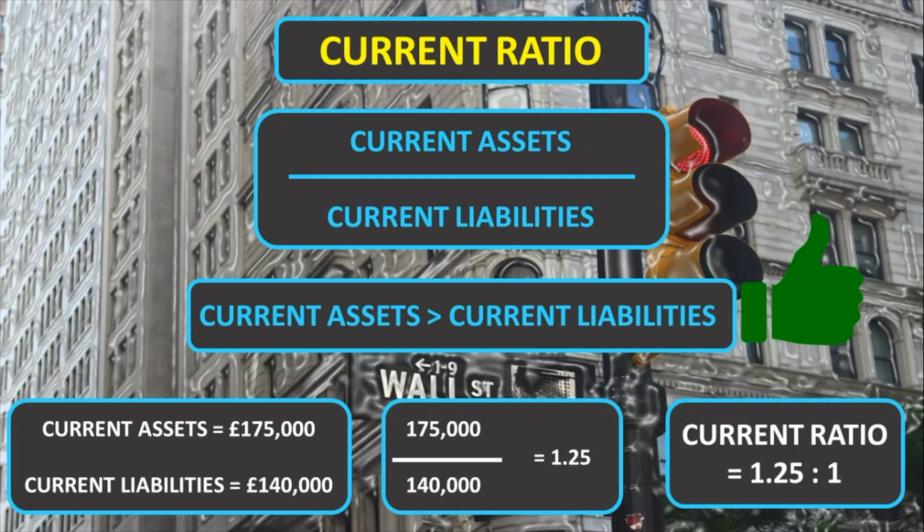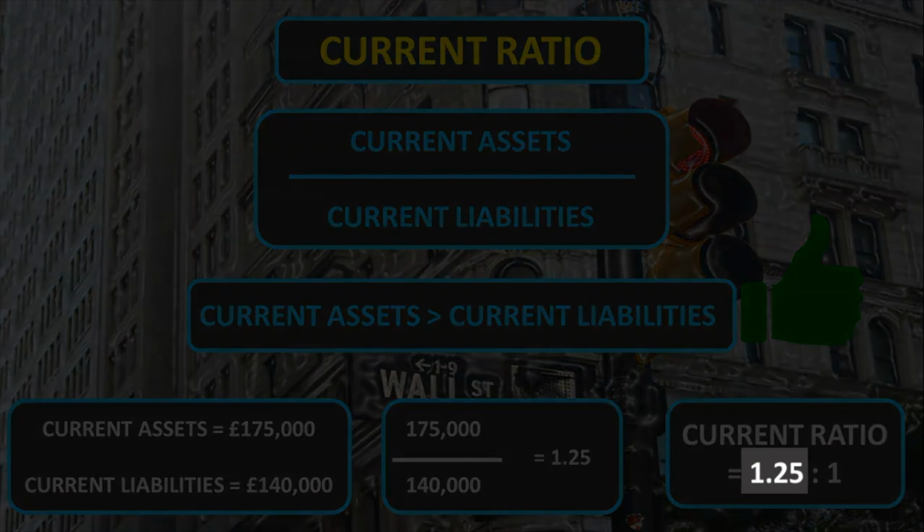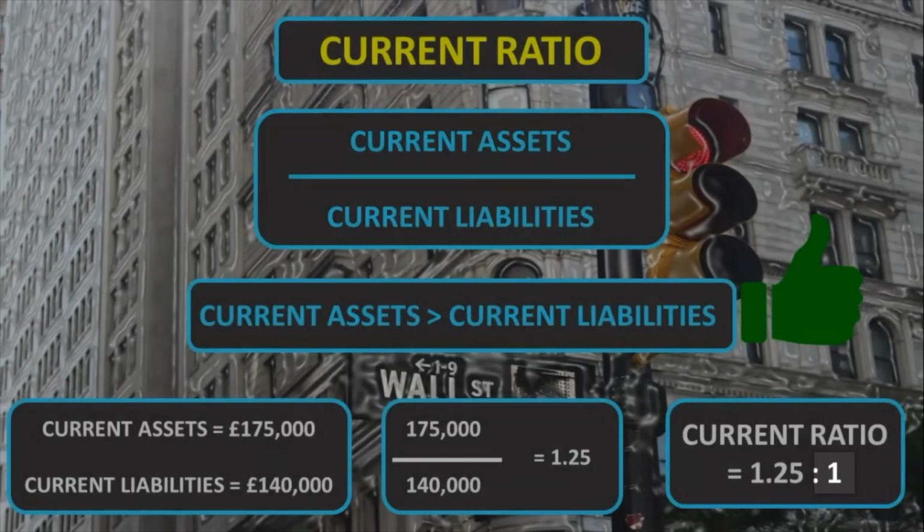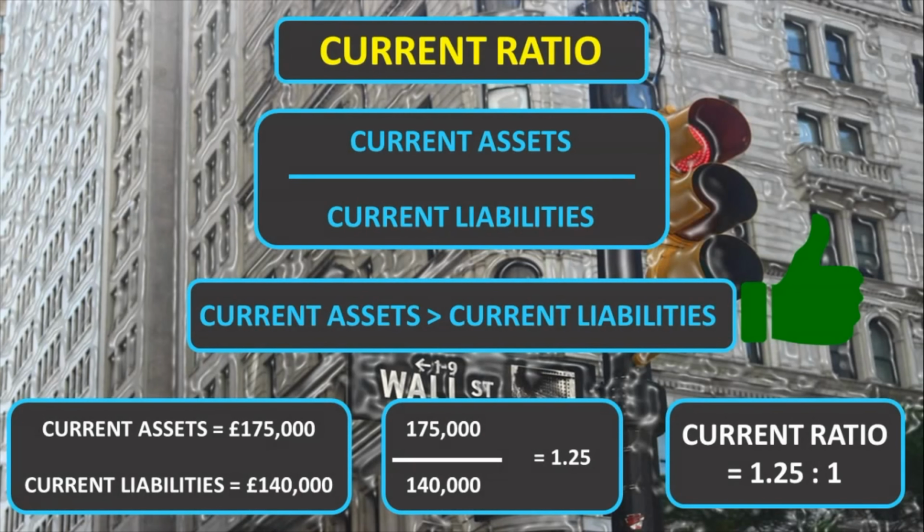Therefore, this shows that the business has 1.25 current assets for every one liability, meaning that the business has enough current assets to cover its short-term financial obligations, putting it in a relatively healthy position.